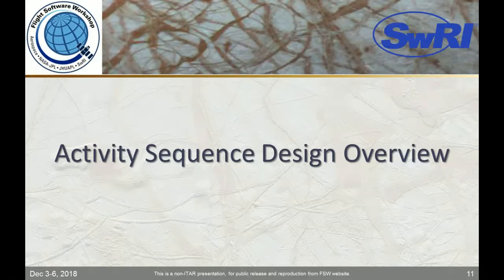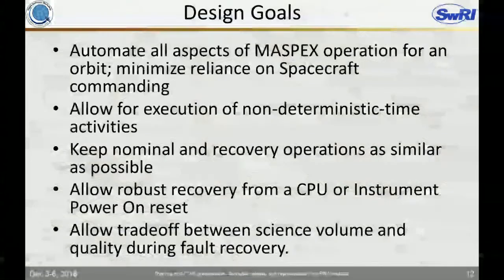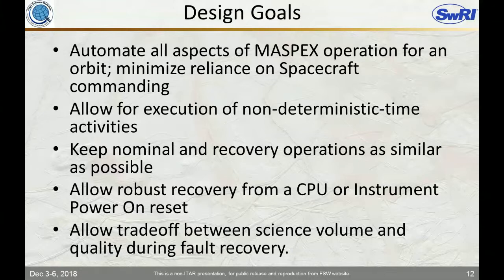So that's the why, and then here's what our activity sequences actually are. The design goals: we want to automate as much as possible, so we need as little commanding from the spacecraft as possible. The spacecraft essentially uploads the sequence and says activate it, and we can be autonomous for the rest of the orbit. Lets us do the non-deterministic activities. This is a big one.